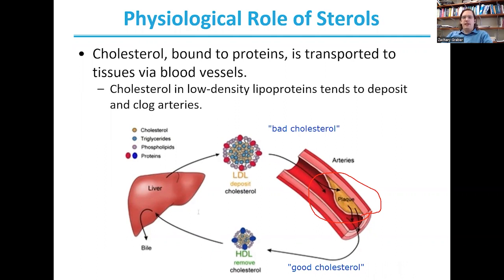So already we start to see the complexity of our cholesterol, right? It can be a bad thing if it's deposited in our arteries, but of course it is a critical component. And if we are able to take it back to our liver and use it for producing other compounds, we're able to derive a useful benefit from that cholesterol.